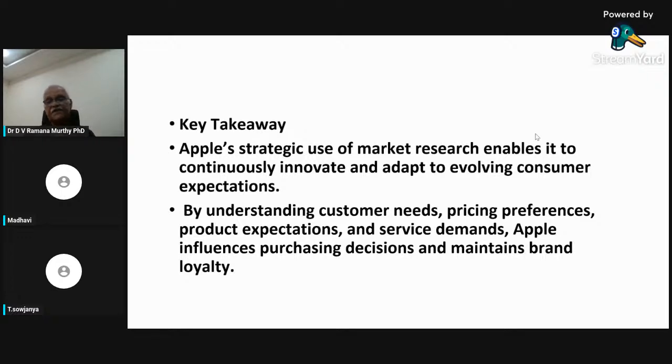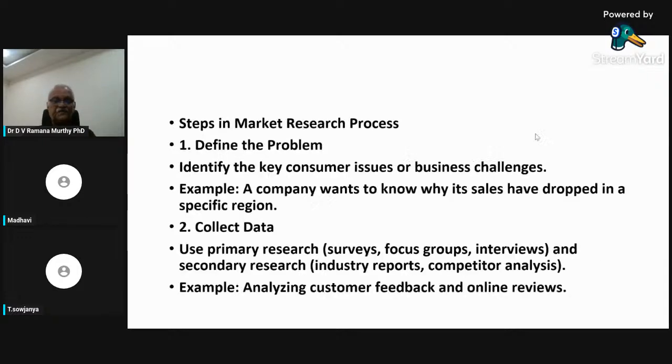By understanding consumer needs, pricing preferences, product expectations, service demands, and their pain points, after this kind of a study, Apple influences purchasing decisions and maintains brand loyalty. That is a beautiful success story of Apple as such. Now, with this, we enter into the market research process.